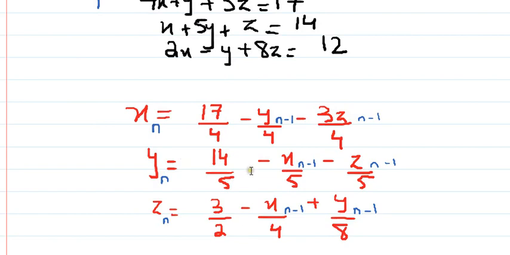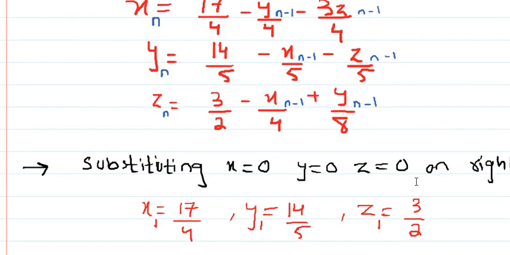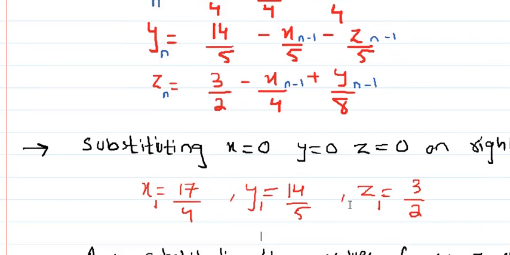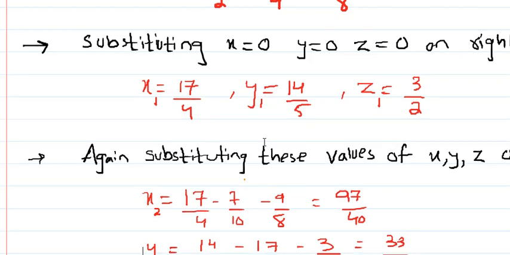For y1 it will use x naught and z naught. For z1 it will use x naught and y naught. We will take x naught, y naught and z naught for our first iteration. By plugging these values in, we will get our first x1, y1 and z1. Then we will use these values of x, y, z for our second iteration.